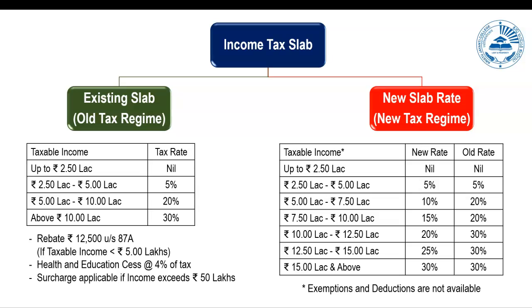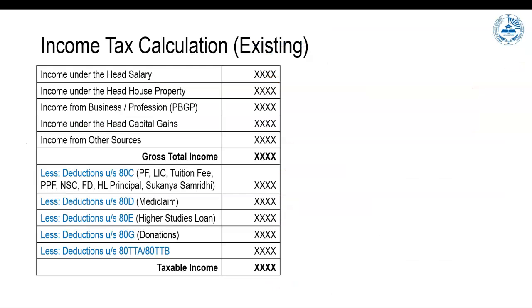One main difference between the old tax regime and the new tax regime is that there are no exemptions or deductions available under the new tax regime. Whatever the total income is, it has to be charged to tax under the applicable slab. Now, there might be confusion about which one to opt for, either the old tax or the new tax.